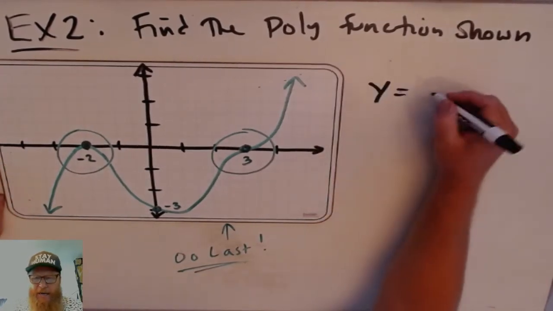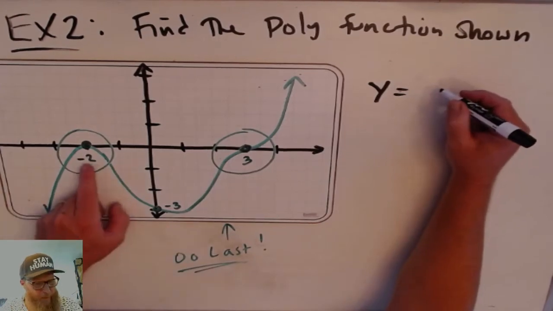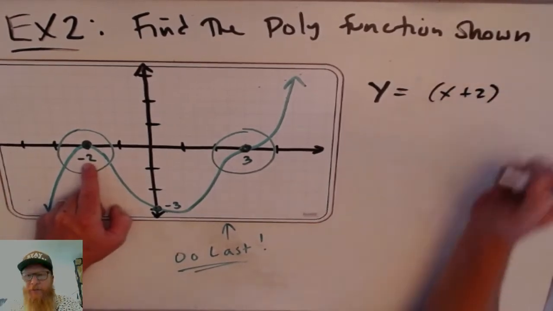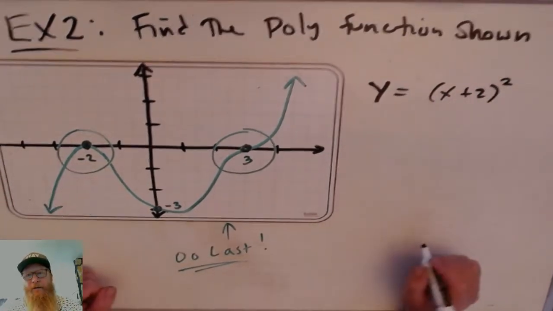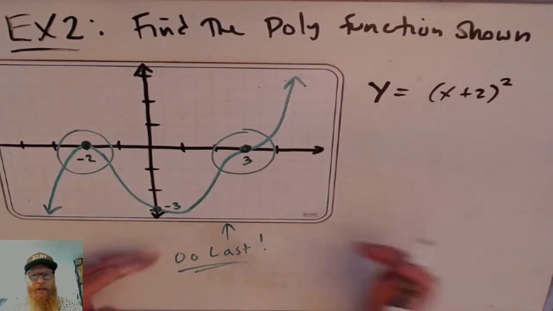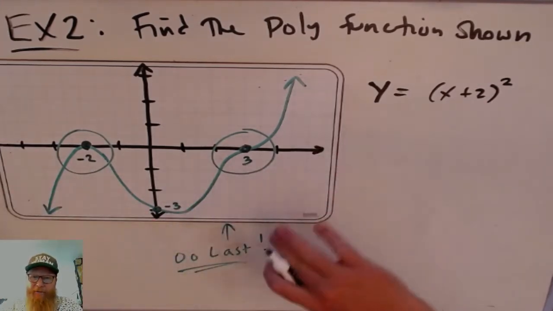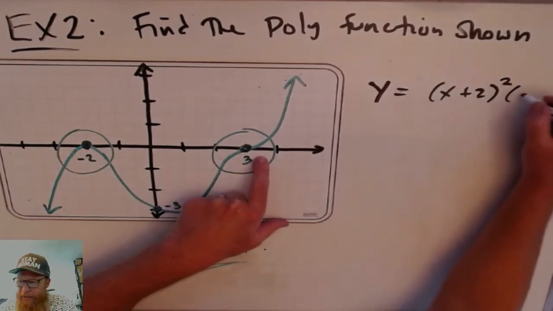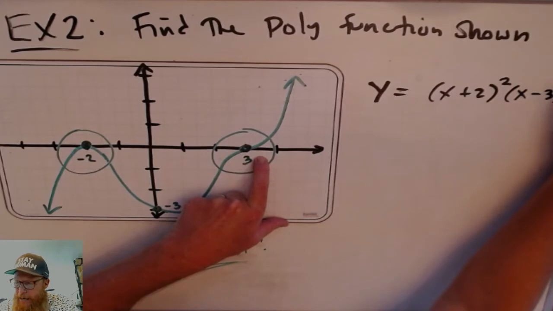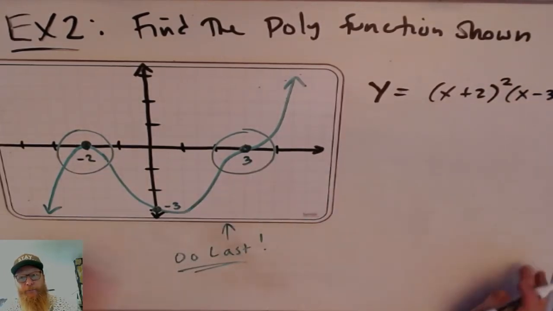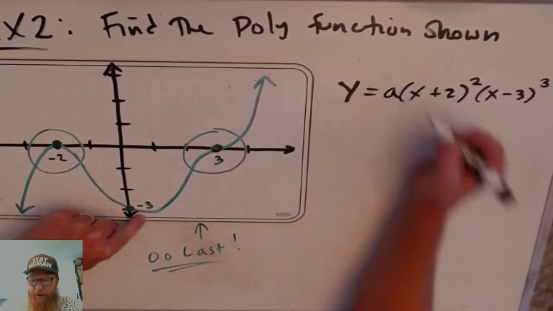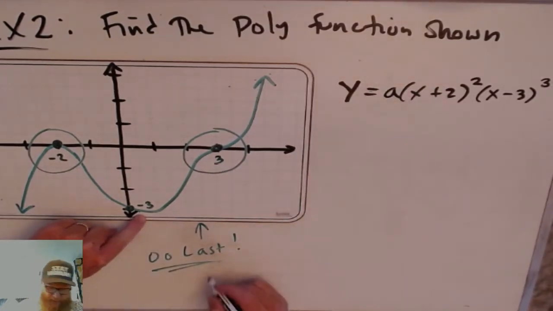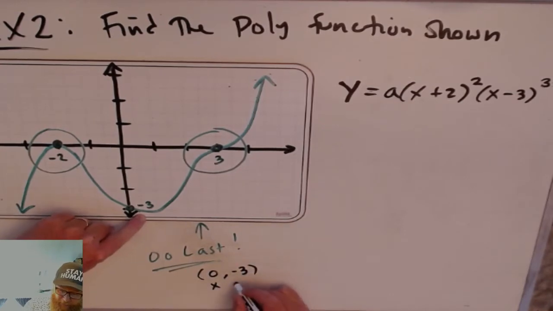All right, so we got y equals. So this will be x plus 2. Opposite of -2 is +2, and it looks like a parabola, so it's squared. Doesn't look like we have any straight line behaviors here. They're all curves, so this is a cubic. X minus 3 cubed. And then finally, we'll put the a in the front. That's our leader. And then we'll use 0, -3 for x and y.